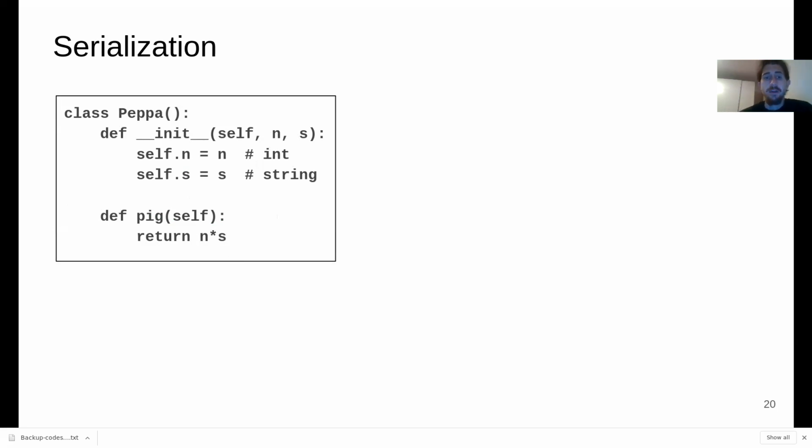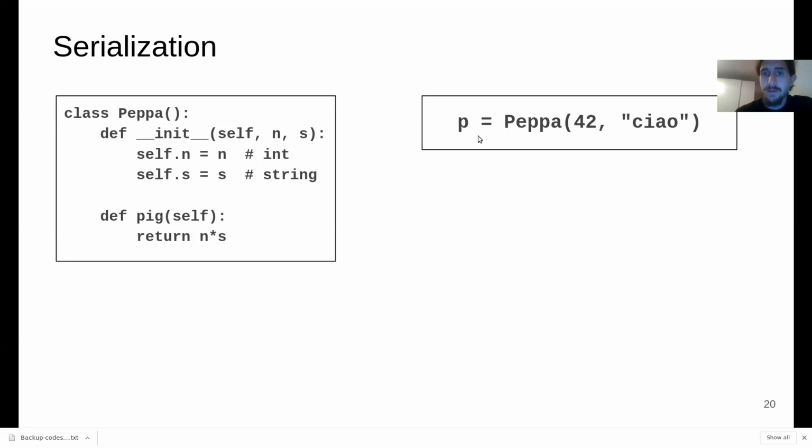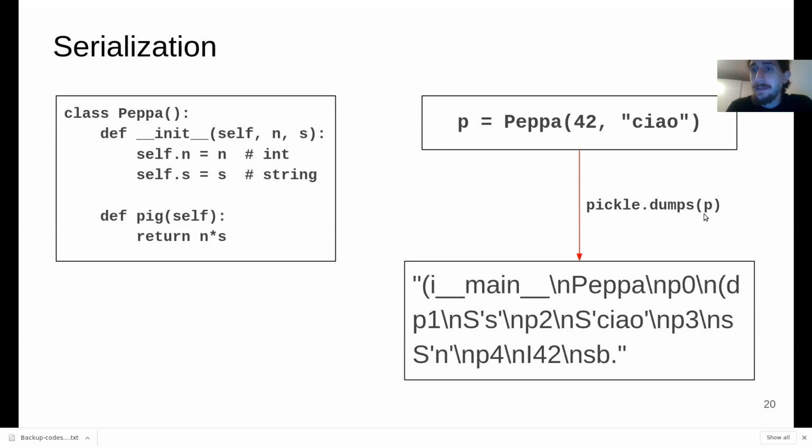Serialization is the process of taking an instance of this class, let's call it P, initialized with this n 42 and the string chow, and somehow converting this instance into a string of bytes. In Python, you would do this, for example, there are many ways. One library is called pickle. You can do pickle.dump p. You're gonna get something like this.